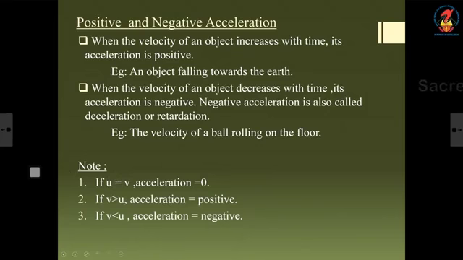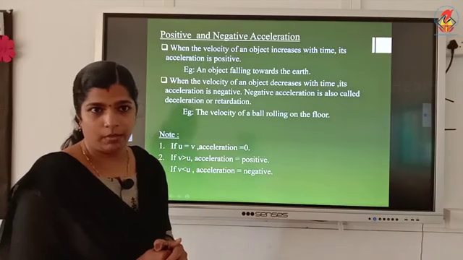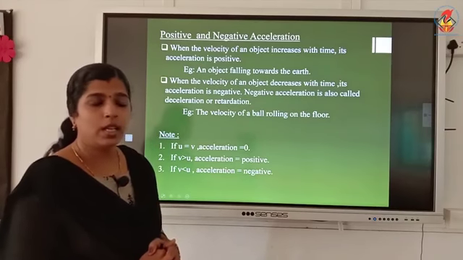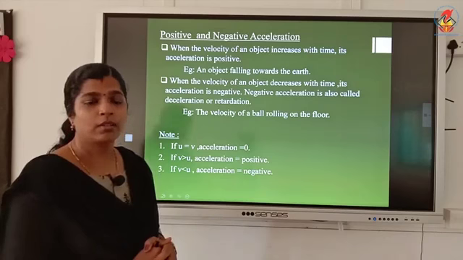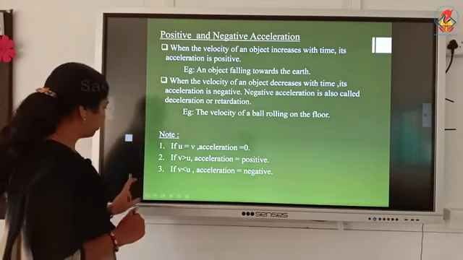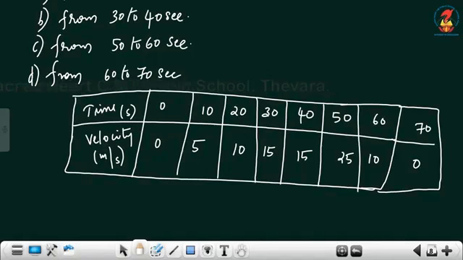So, what's the equation to find acceleration? Change in velocity by time. A equal to v minus u by t. What is the SI unit of acceleration? Meter per second square. Now, we will do one problem, that is this one. From this table, you need to find the acceleration.